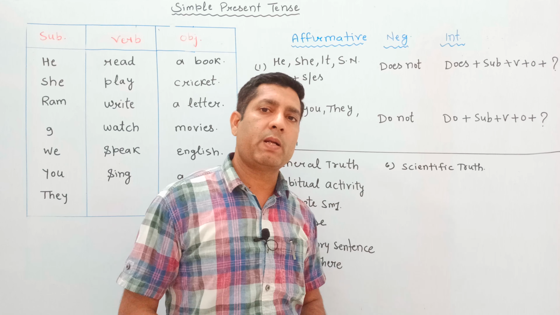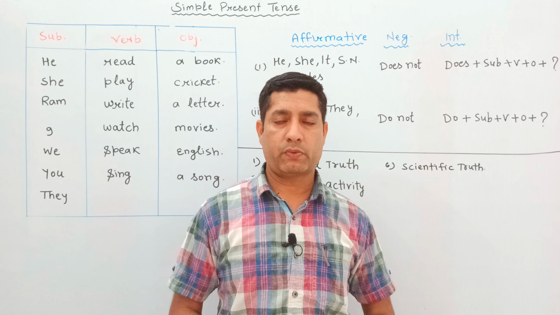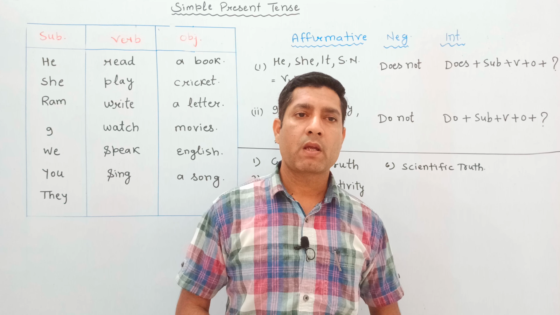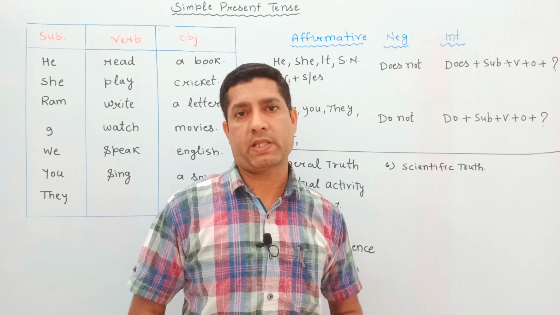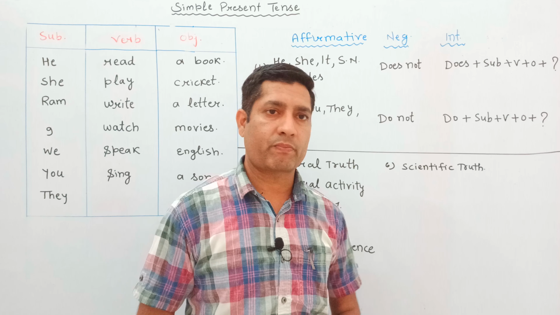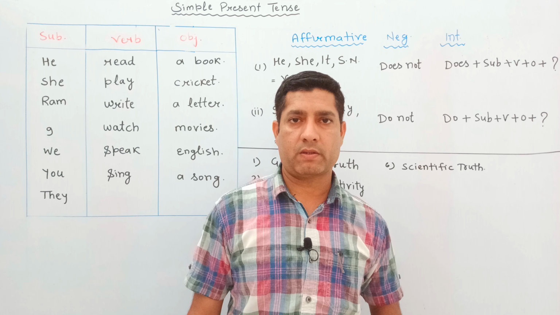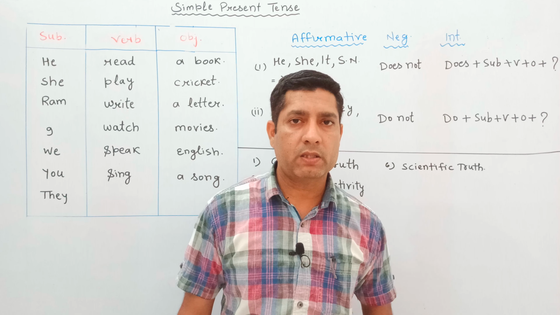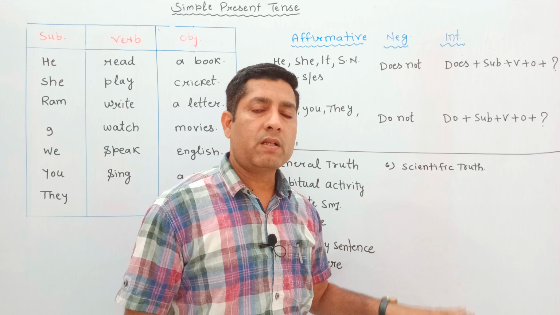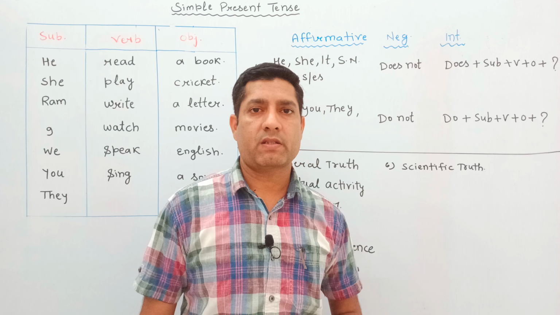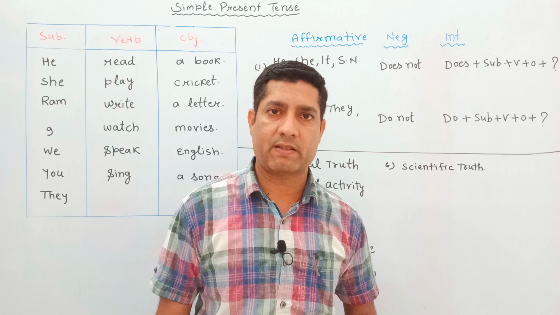We use simple present tense to express general truths. For example, the nurses look after the patients in the hospital. That's a general thing. If we talk about scientific truths or universal truths, for example, the earth moves round the sun. The sun rises in the east. Water boils at 100 degrees Celsius.